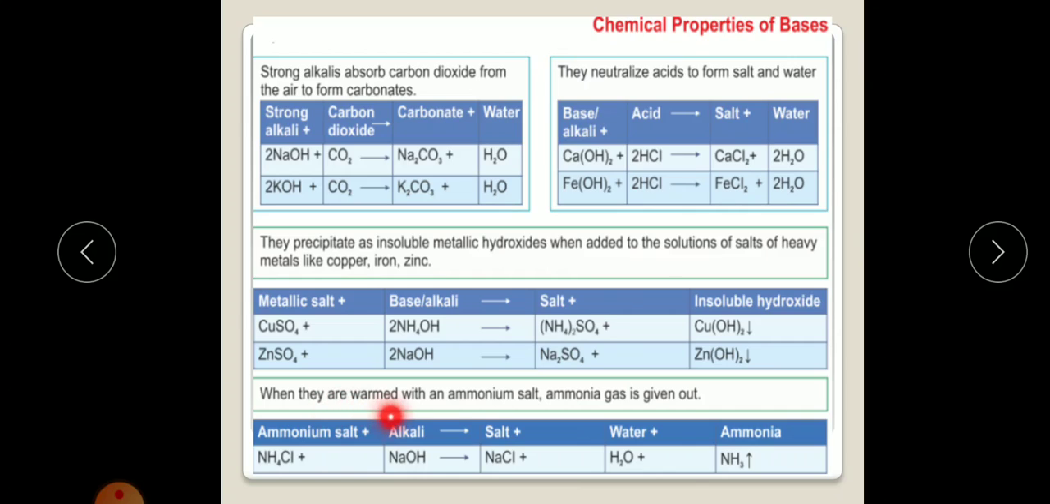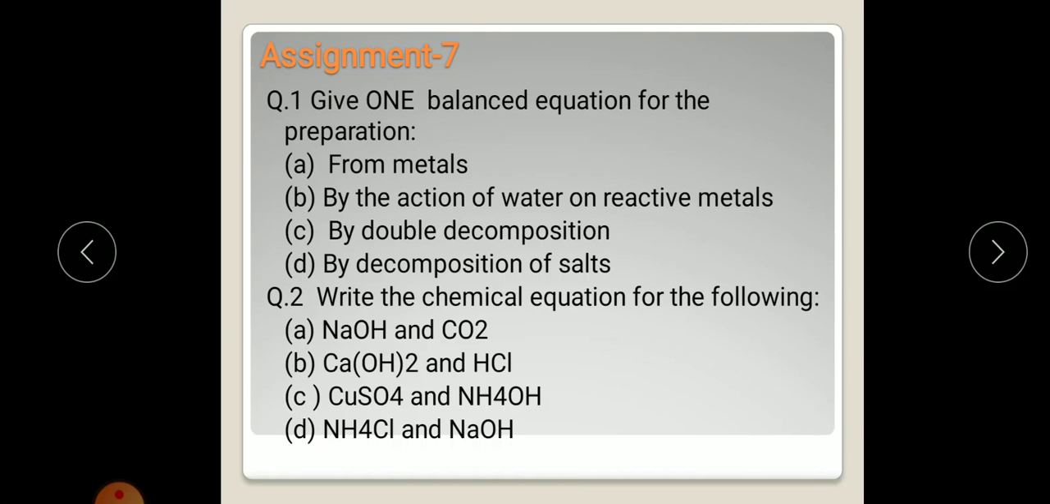And when they are warmed with an ammonium salt, ammonia gas is given out. So when the base or alkali is heated with an ammonium salt, ammonia gas is formed. The general equation is ammonium salt plus alkali giving you salt plus water plus ammonia. So when ammonium chloride reacts with sodium hydroxide, it will form sodium chloride, water and ammonia gas. Fine. So these were the chemical reactions of bases.